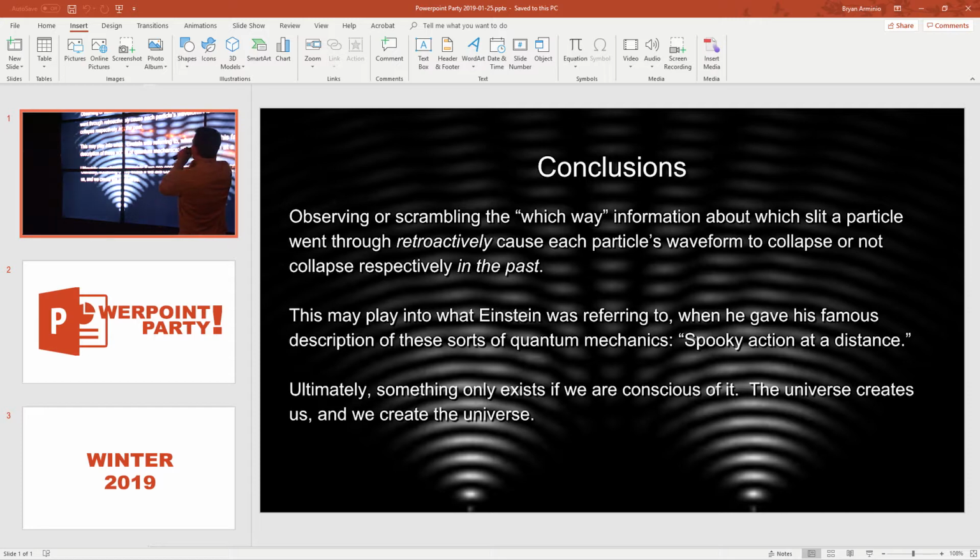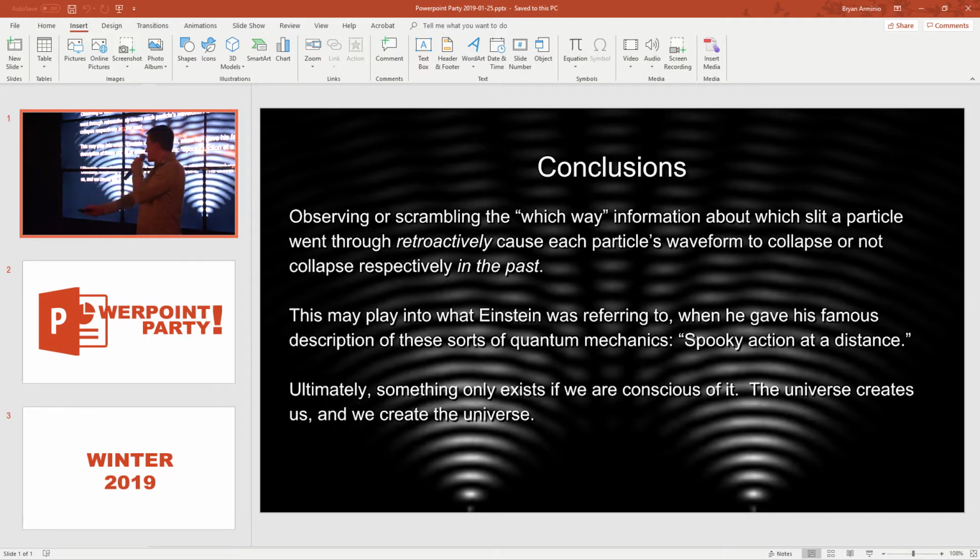Conclusions. Observing or scrambling the which-way information about which slit a particle wave or a particle went through retroactively causes each particle's waveform to collapse or not collapse, respectively, in the past. This may play into what Einstein was referring to when he gave his famous description of these sorts of quantum mechanics, spooky action at a distance.